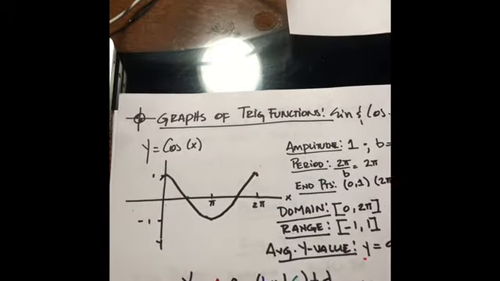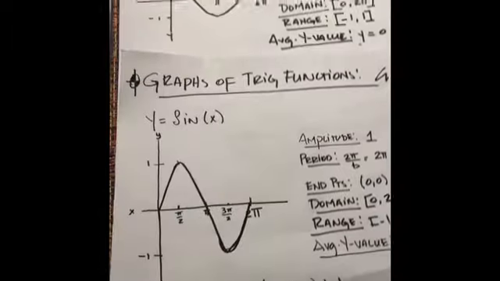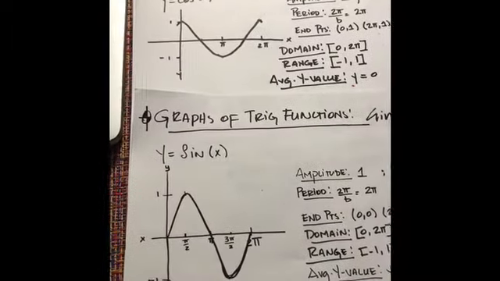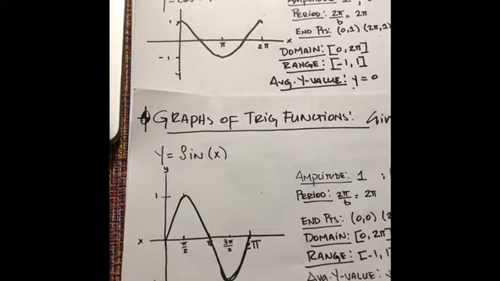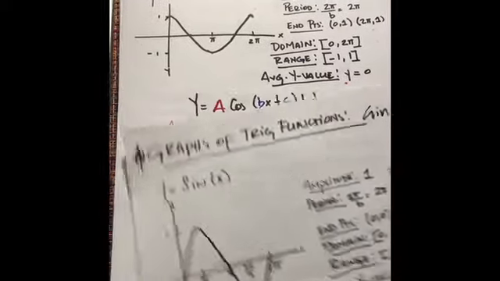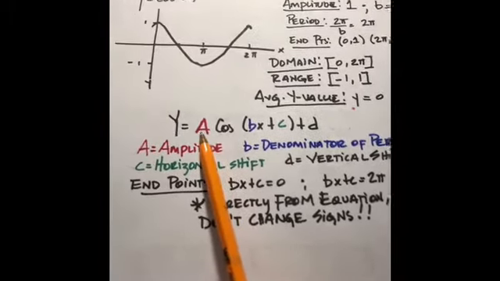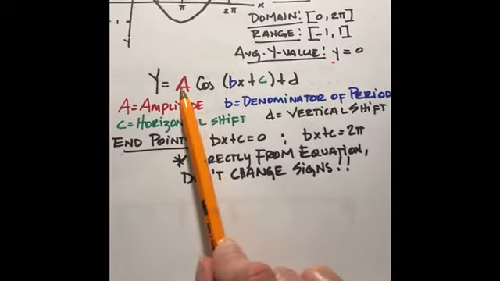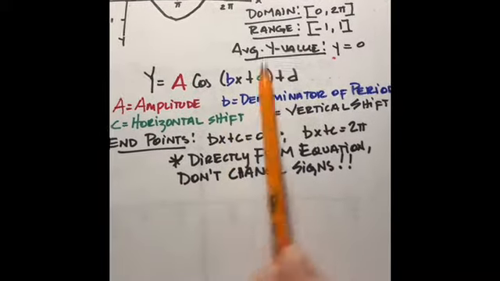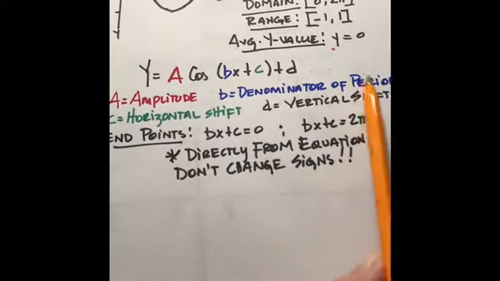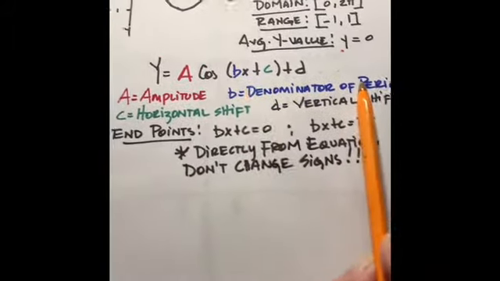Very different from the graph of the sine function. They're the same, they come from the same place, but they're different, okay? So what changes is the shape. The procedure is absolutely the same. I am still going to have an amplitude, which is the coefficient of the cosine function, and the b value, which is in the denominator of the period. The b value in bx plus c in the equation is the denominator of the period.